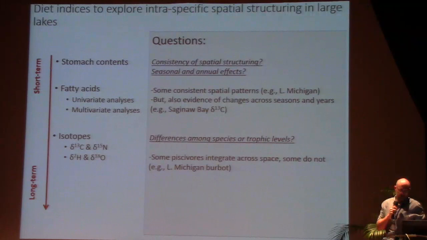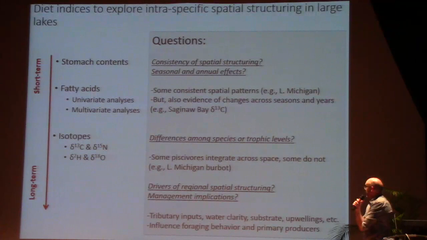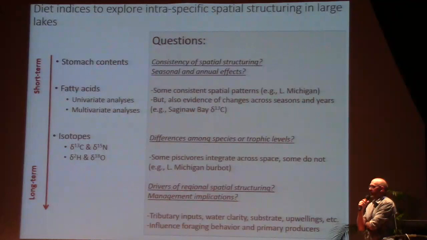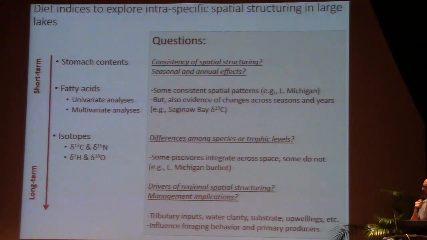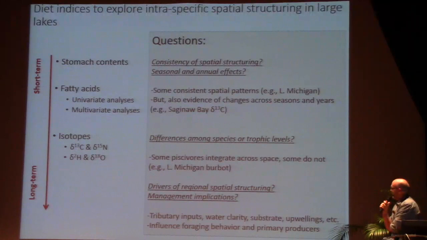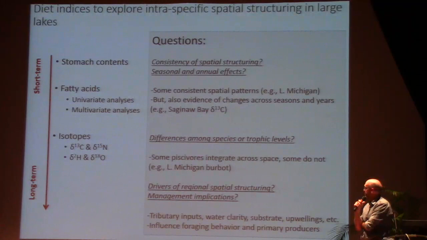And then in terms of drivers of regional spatial structuring, we've looked at a number of different species in different regions of the Great Lakes. And to a large part, we end up speculating in terms of what the drivers of the spatial structuring are. A lot of what I showed today seems to be related to tributary inputs, and differences in tributary inputs in different parts of these large lakes seem to influence what the dominant production pathway is. But there's also some indication that water clarity, substrate, uplands, and other things are important as they influence the foraging behavior of fish and who the dominant primary producers are in different regions. Thanks.